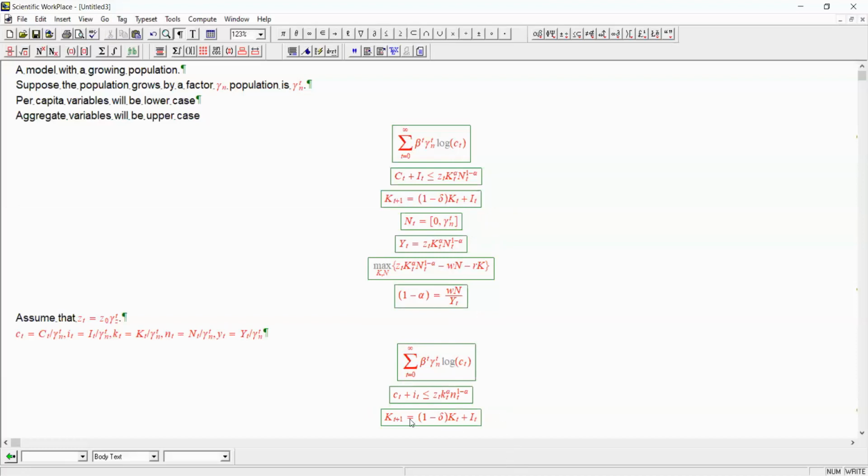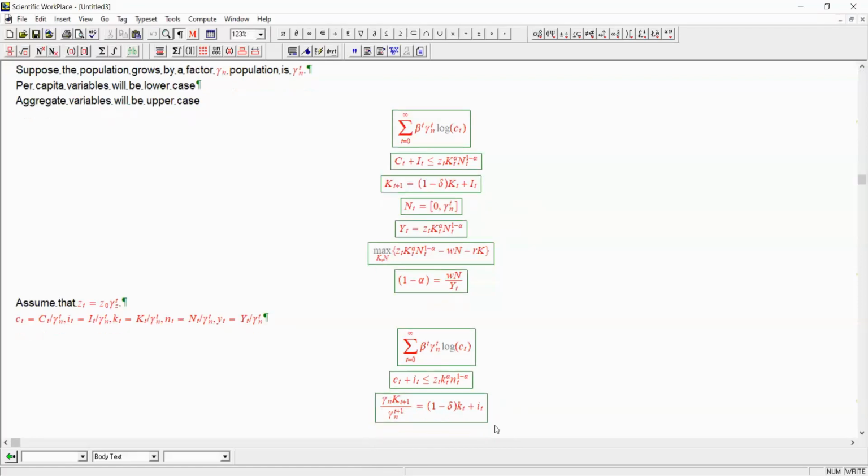Now let's turn to the capital accumulation function, and let's divide all parts of it by the population. Okay, here is little k_t, and here is little i_t. However, in this case, we have to do a little more work. Multiply top and bottom by gamma n. Get that on the top, and here we just add another gamma n to the bottom.